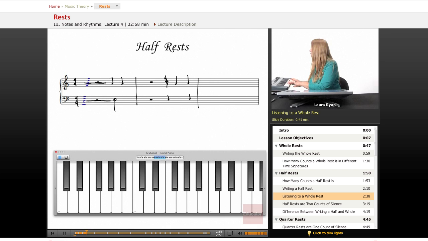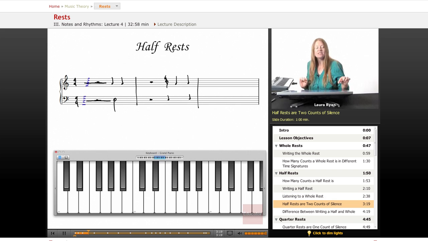So we're going to play for 4 counts. 1, 2, 3, 4, rest, 2, 3, 4. 1, 2, 3, 4. Those are whole rests. If we're in the time signature of 3, we'll count 3. 1, 2, 3. 1, 2, 3. It's basically just as many beats of silence as there are beats in the measure.